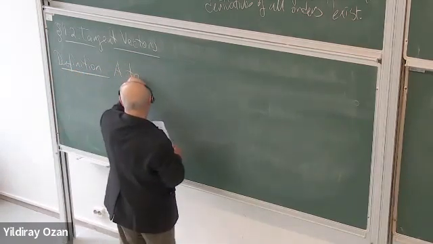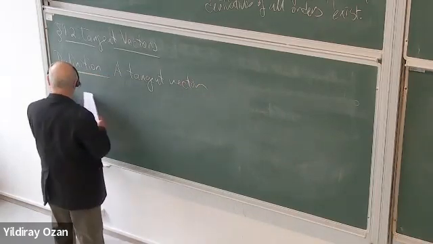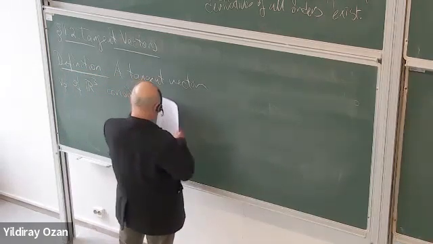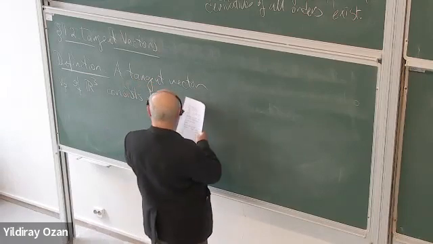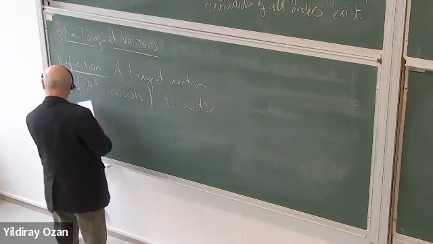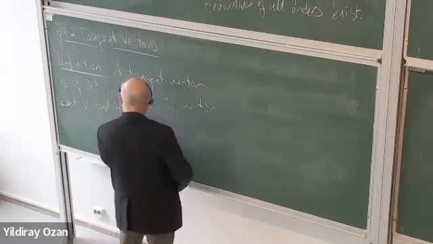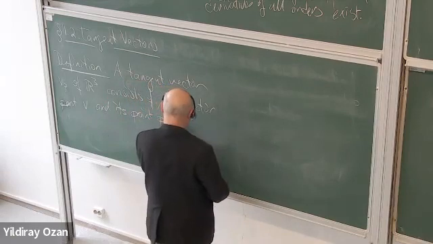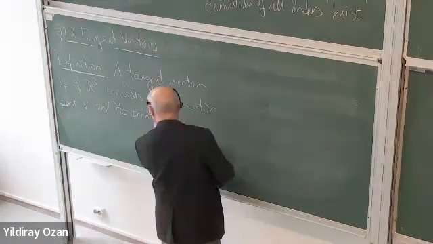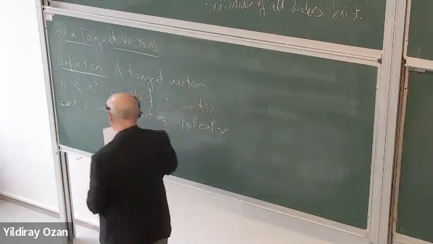A tangent vector, let's say VP of R3, consists of its vector part V and its point part, point of application, actually point of application, P.